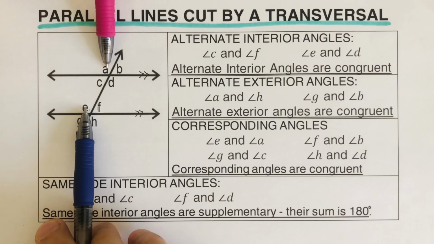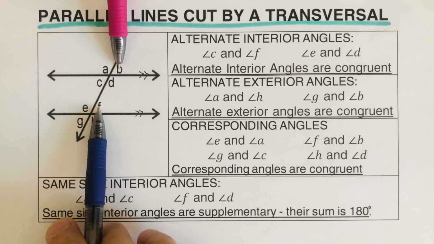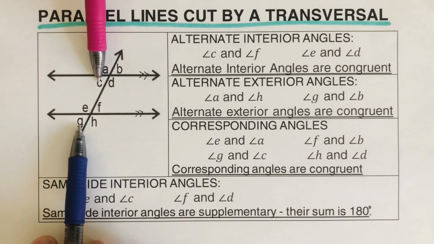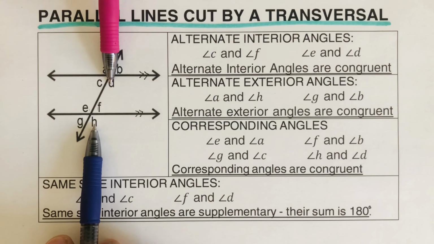E and A are corresponding and they are congruent. B and F are corresponding and they are congruent. C and G are corresponding and they are congruent. H and D are corresponding and they are congruent.